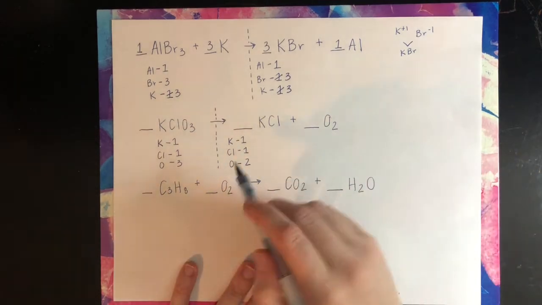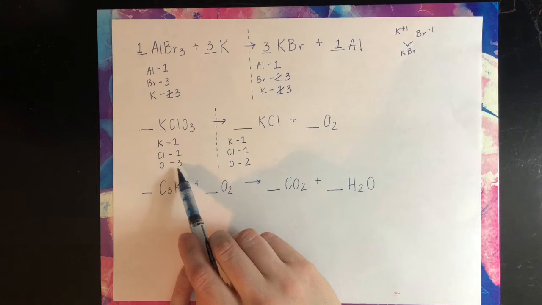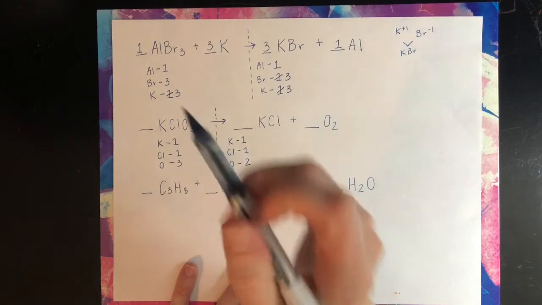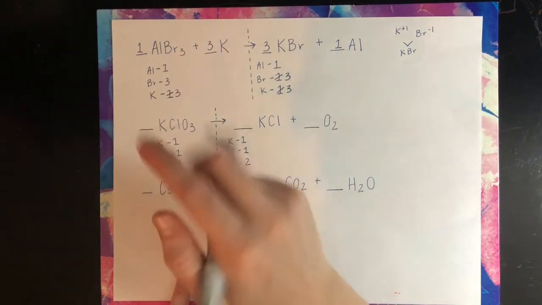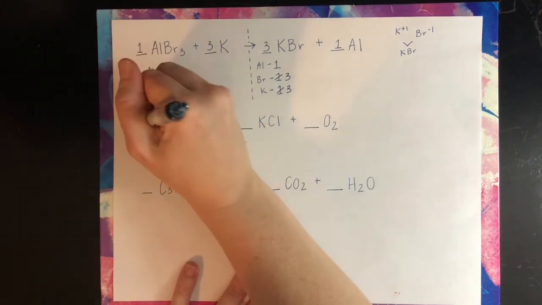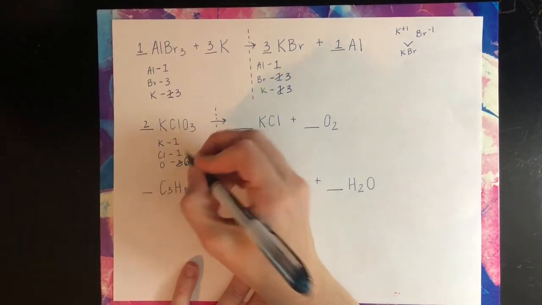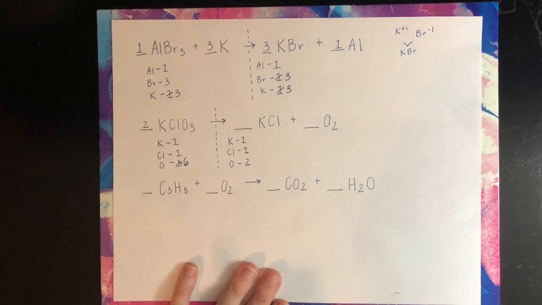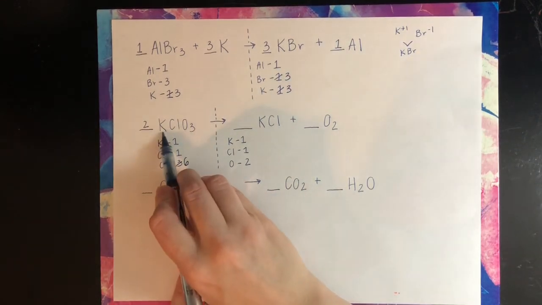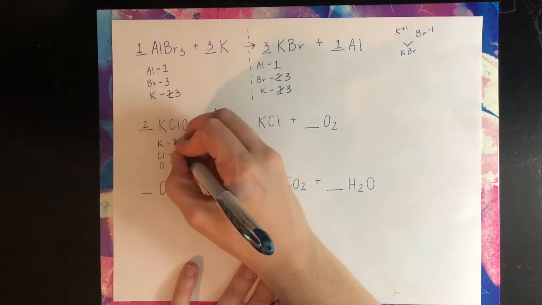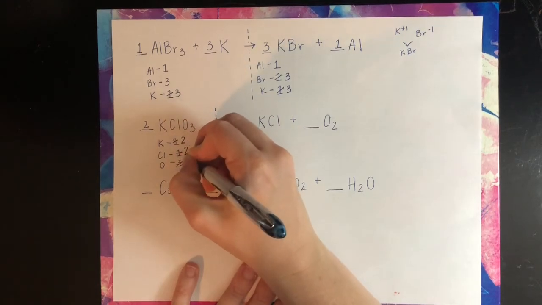So watch what I mean. I'm going to multiply this by the amount of oxygens I have on the other side. If I multiply that by 2, it means I'm putting a coefficient of 2 in front of the whole thing. Now I have 6 oxygens. It also changed my amount of potassium and chlorine. I now have 2 of each of those.